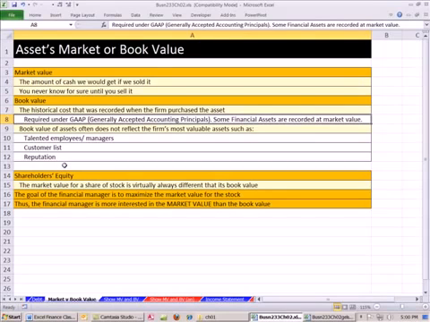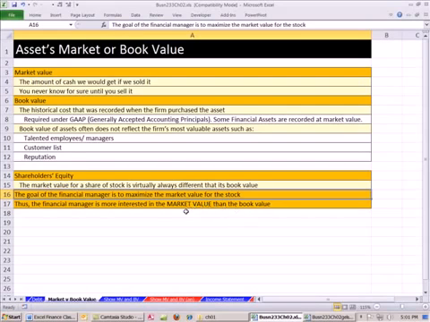That's why if you look at publicly traded companies, their market value, whatever it's worth in the stock market, can be radically different than what's on their balance sheet. Stockholders' equity: market value for a share of stock is virtually always different than the book value. Since the goal of financial management is to maximize the market value of the stock, and again, we talked about the problems with that, but in theory, that's a good value. If that's the goal, thus the financial manager is interested in market value, not book value.